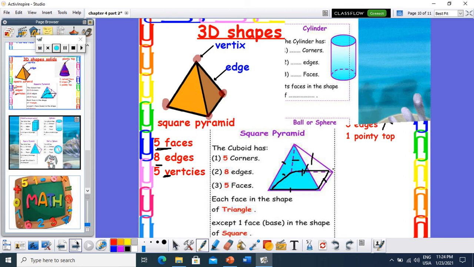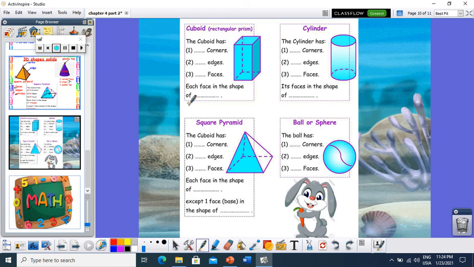Now let's move to the examples. Let's see. What is it? It's a ball or a sphere. Here, do we have any straight line? No. So we have 0 edges. Do we have any vertices or corners? Of course not, because we didn't have any edges, so we have 0 corners. Do we have any faces? Yes, I have one curved face.